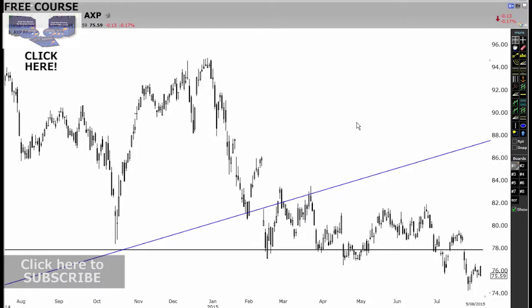Alright, traders, let's get straight into this right now and have a look at AXP, have a bit of a deep dig, and hopefully you can see what I'm doing on the charts and also learn some technical analysis skills along the way as well.